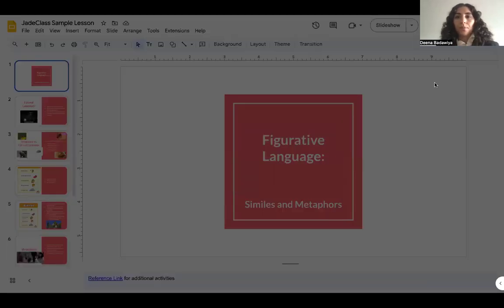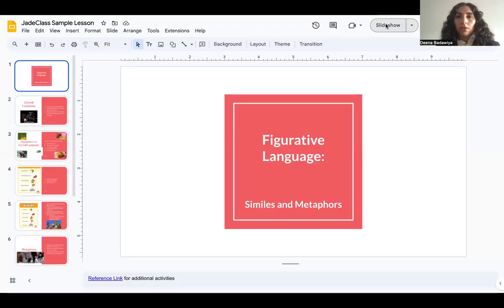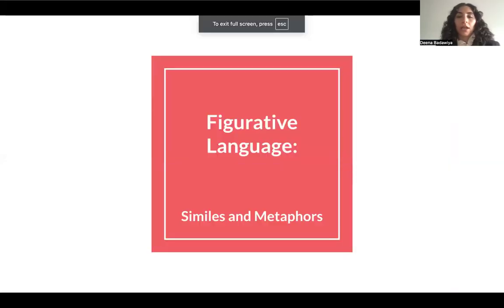So, we are going to talk about figurative language. And again, there are many different types of figurative language in English, but specifically, we are going to talk about similes and metaphors. So let me show you what those are.